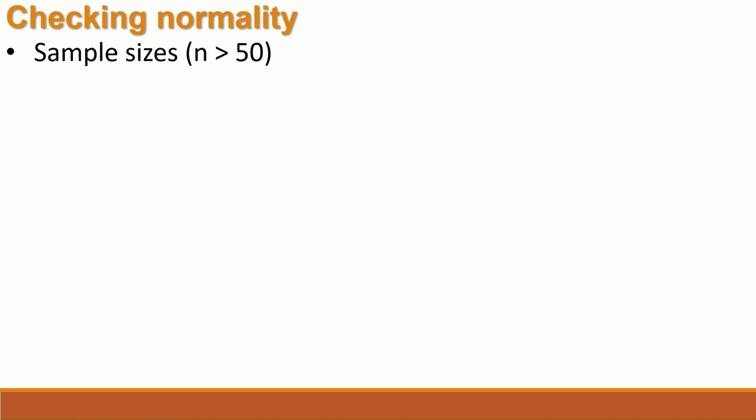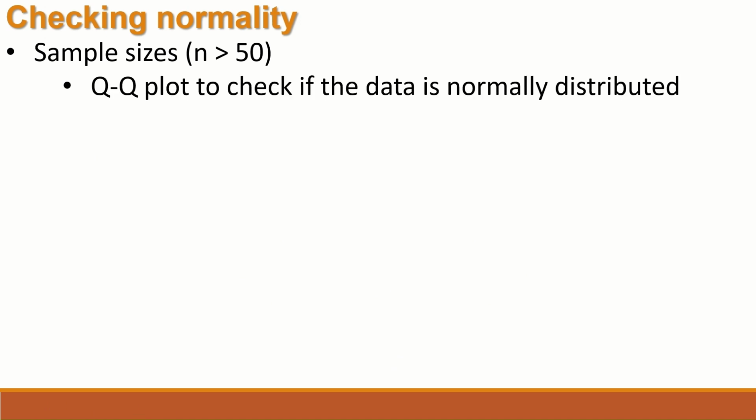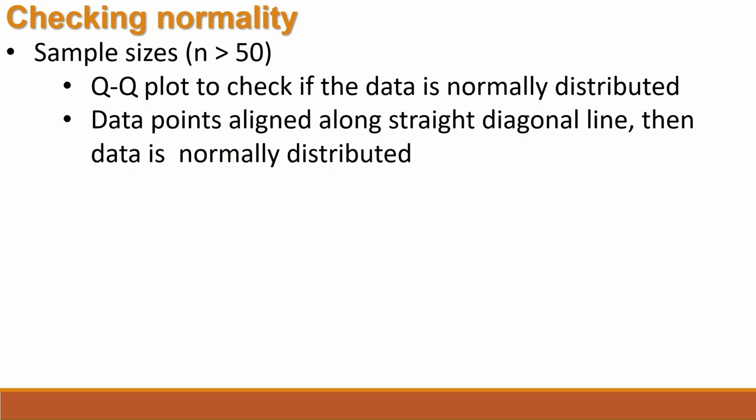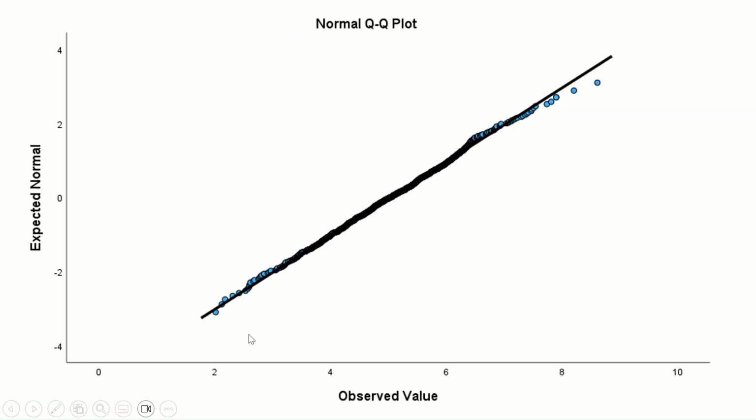Now, another way to check normality, in addition to the histogram, box plot and statistical test, is to use a QQ plot to check if the data is normally distributed. So draw a plot, and if the data points are aligned along the diagonal straight line, then the data most likely are normally distributed.